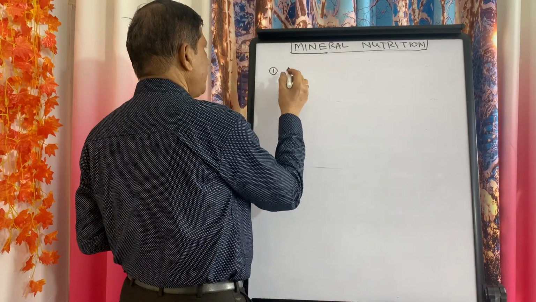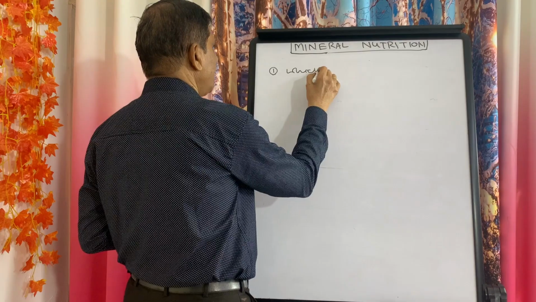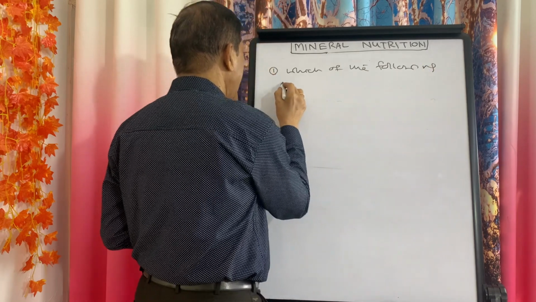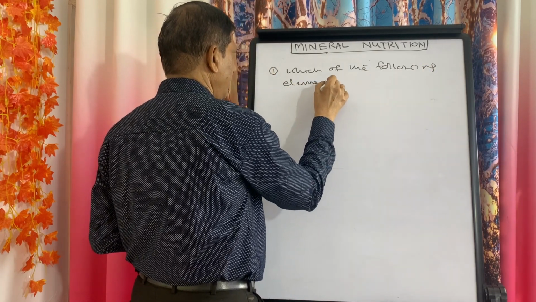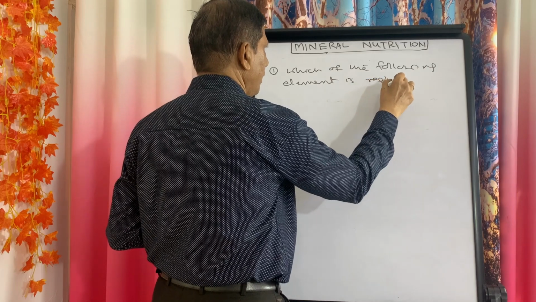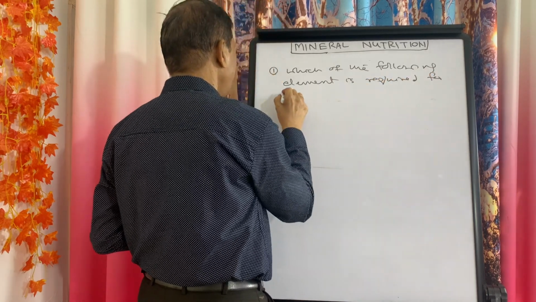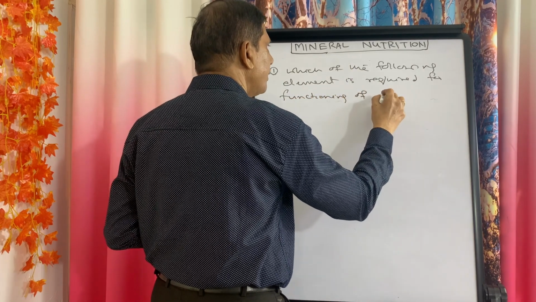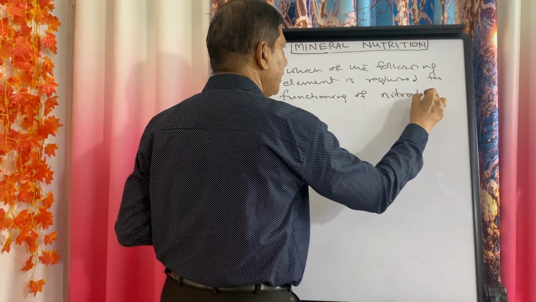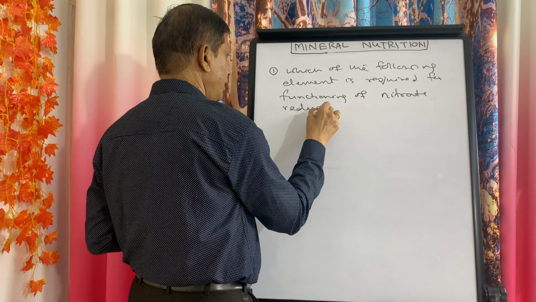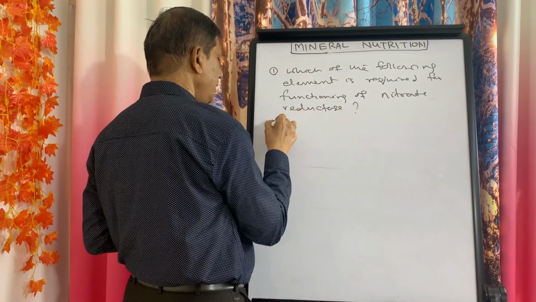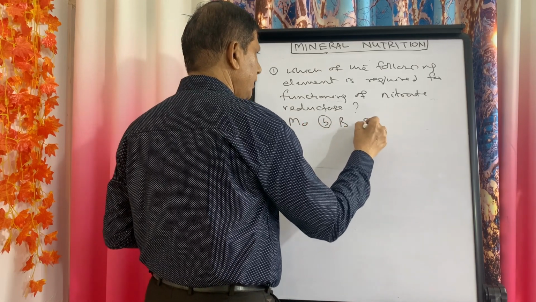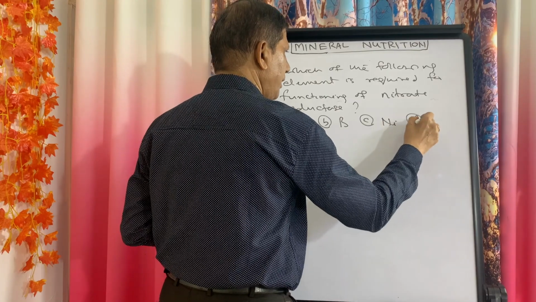One question we can discuss: which of the following elements is required for functioning of nitrate reductase? This is a very important question. So one is molybdenum, the second is boron, the third one is nickel, and the fourth one is chlorine.